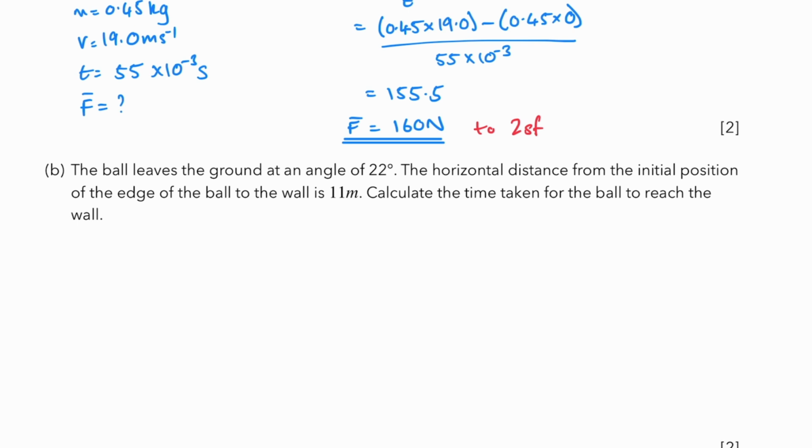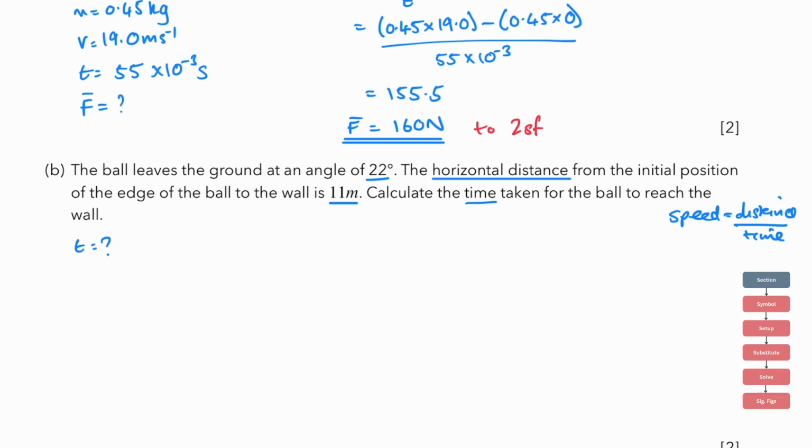B. The ball leaves the ground at an angle of 22 degrees. The horizontal distance from the initial position of the edge of the ball to the wall is 11 metres. Calculate the time taken for the ball to reach the wall. We want to find out what time is. We're dealing with horizontal distance now. So we want to think about speed equals distance over time. We don't want to be thinking about suvat equations anymore or equations of motion because nothing's accelerating. So that's the equation we want to be thinking about.